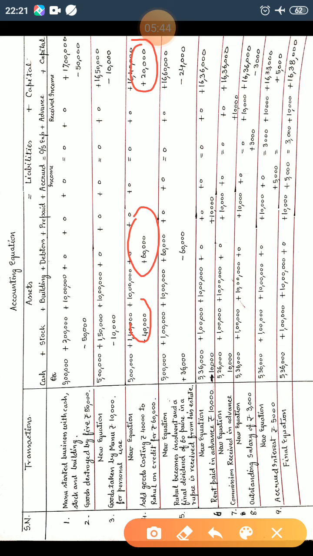Now the new equation is: cash 5 lakh, stock 1 lakh after reduction of 40,000, building 10 lakh, debtor 60,000, prepaid 0, accrued income 0, outstanding 0, advance received 0, and capital becomes 16 lakh 60,000. Now the next transaction is this one.